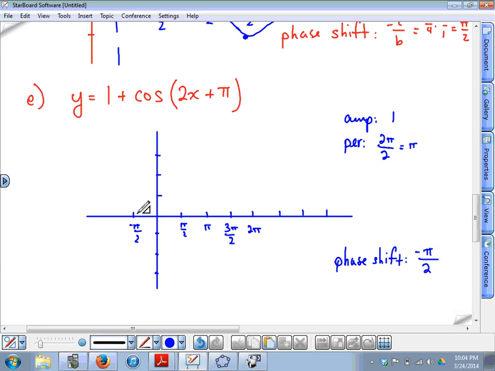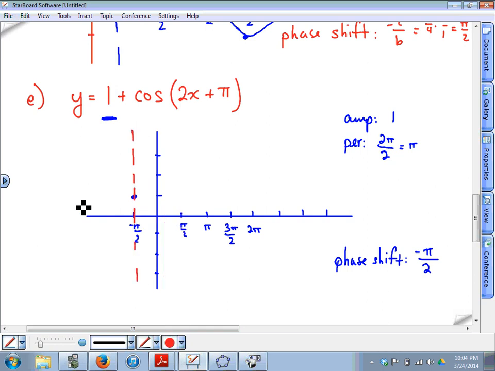So there's two static transformations occurring here. There's the shift up 1 unit here, and then there's this phase shift to the left pi halves. So we're going to go left pi halves and up 1. And then that's where I'm going to graph or place the new origin. I'm keeping everything the same scale.